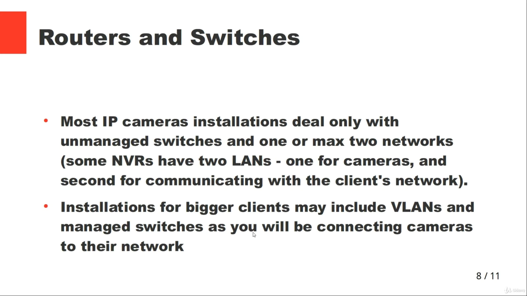Why two networks? Because some NVRs have two LANs, one for the cameras and a second for communicating with the office. They kind of separate the two. Obviously, NVRs with just one LAN will have your cameras on the same network as the computers in the office. But some NVRs are a little bit smarter. They have two ports at the back: you connect the cameras to one and the office network to the other, and they have completely different ranges. That's a kind of security feature.